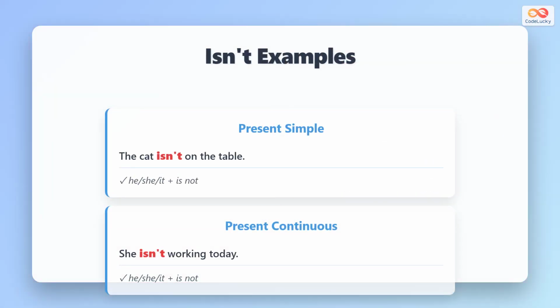Let's practice with isn't. First example in present simple. The cat isn't on the table. Here we use isn't because the cat is singular. Second example in present continuous. She isn't working today. Again, we use isn't because she is singular. Remember, always use isn't for he, she, and it.